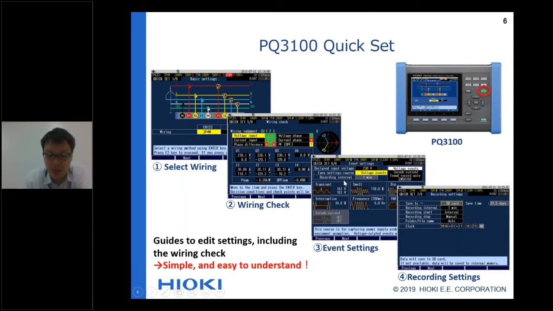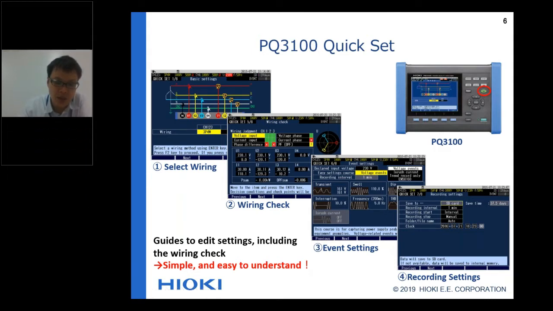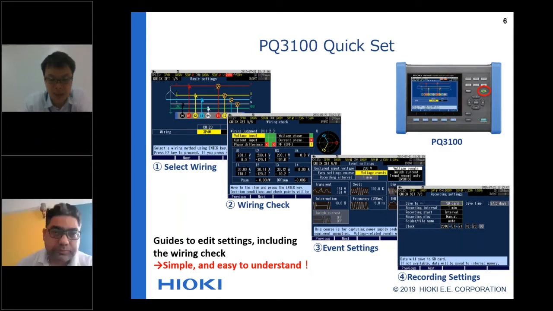Next, event setting. There are so many kinds of power quality issues. Of course, for the solar sector, you have many power quality issues. So please select what kind of power quality you want to check.